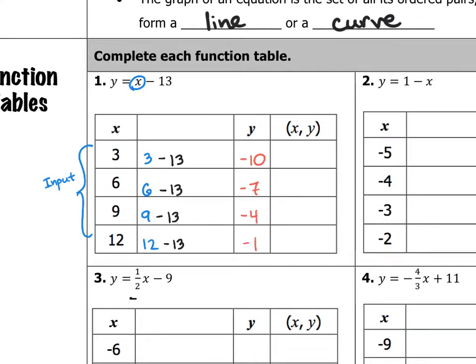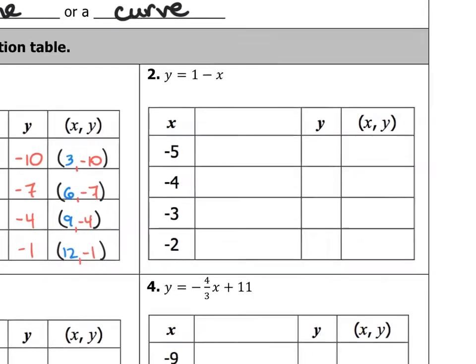So my ordered pairs, my x, y values, for this particular function are as follows. I get 3, negative 10. I get 6, negative 7. I get 9, negative 4. And then I get 12, negative 1. Okay, so we're going to do this a few more times now for the rest of these tables in 2, 3, and 4. So number 2, I have a different equation this time.